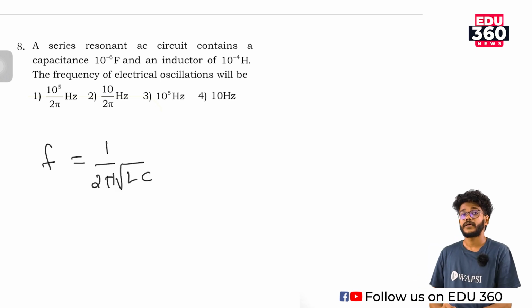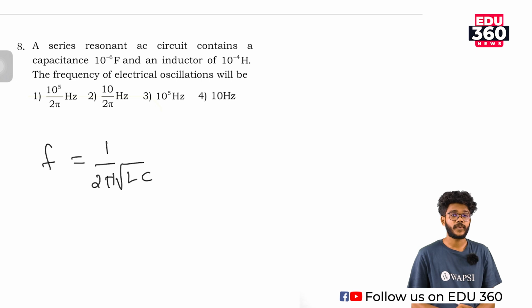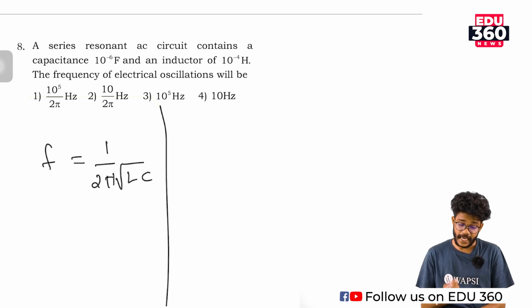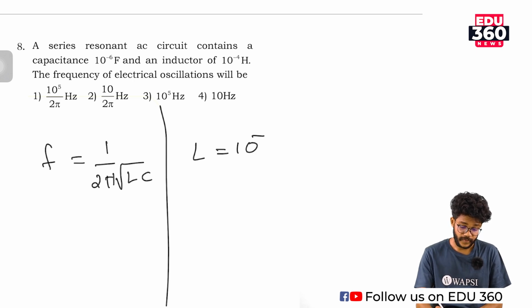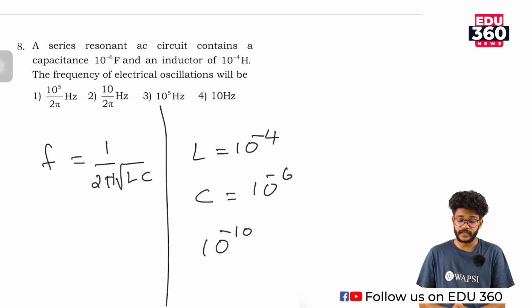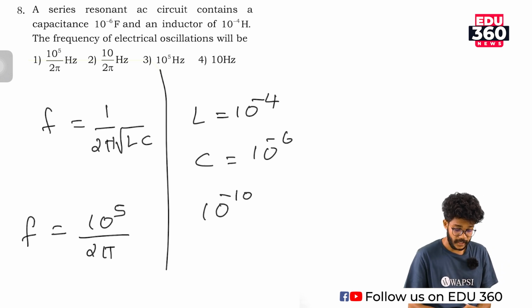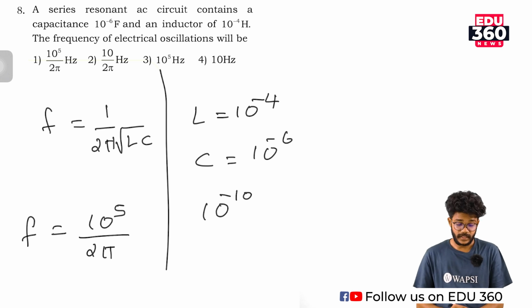Correct? Yes. Frequency f is equal to 1 by 2 pi root LC. Here inductance L is equal to 10 raised to minus 4 and C is given as 10 raised to minus 6. So LC is equal to 10 raised to minus 10. Root of LC is 10 raised to minus 5. So f is equal to 10 raised to 5 by 2 pi. Which option is the correct answer? Option 1. It's a direct question and option 1 is the correct answer, 10 raised to 5 by 2 pi.